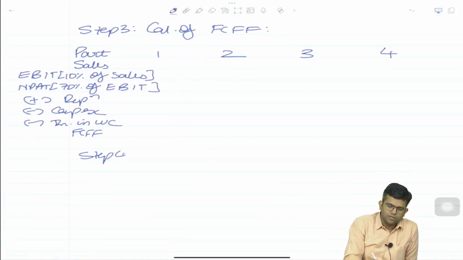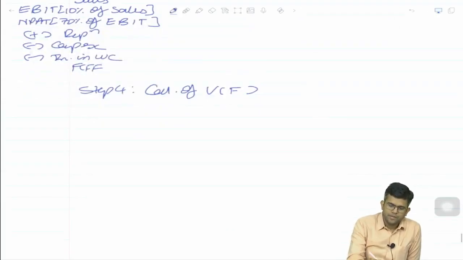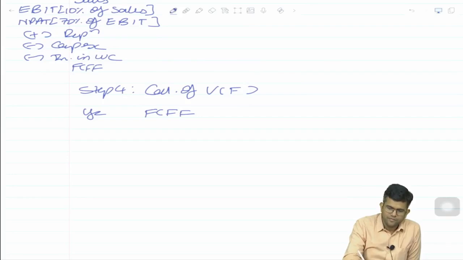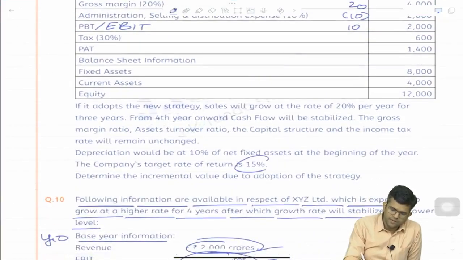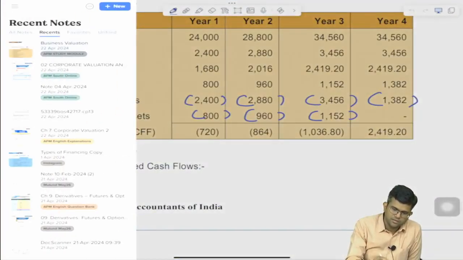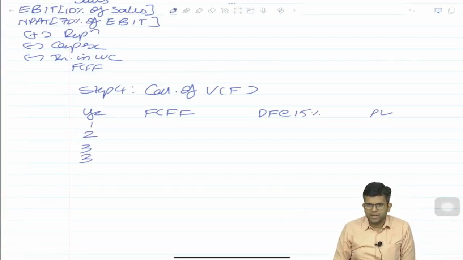So now comes the last step. Step 4. Calculation of V bracket F. Final present value calculation. So here FCFF, DF at the rate. What is the DF given by them? 15%. And present value. 1, 2, 3. 3 is enough because the 4th year cash flow will be stable. No? 1, 2, 3, 3.